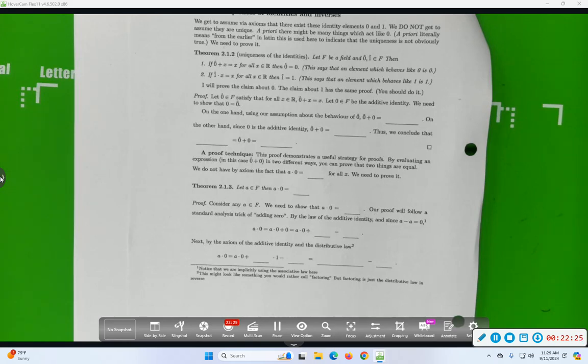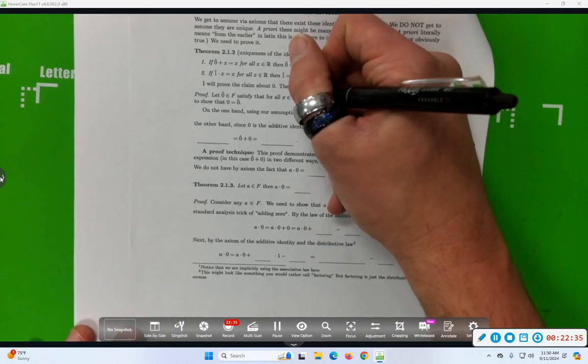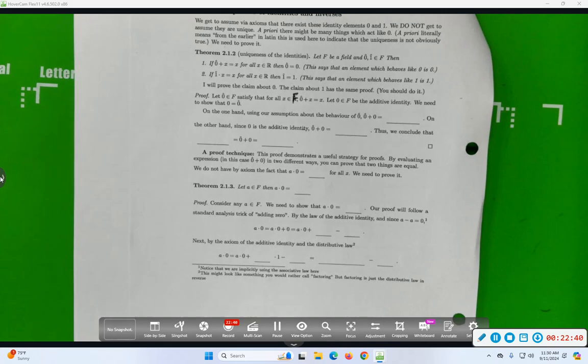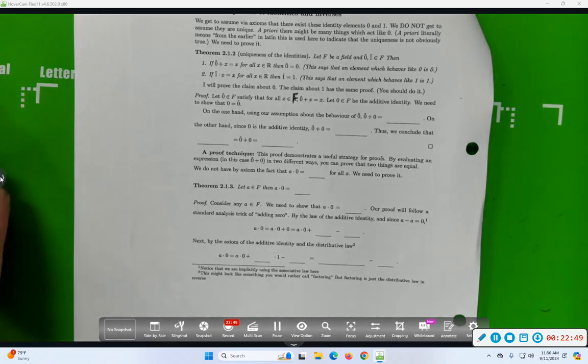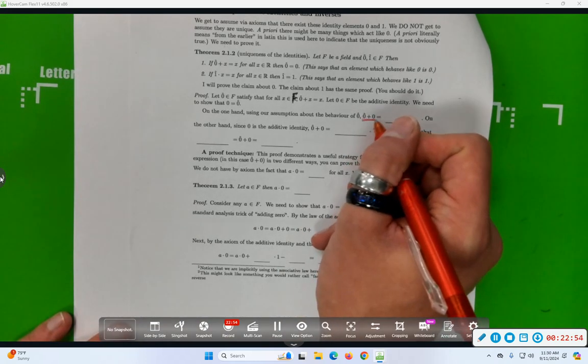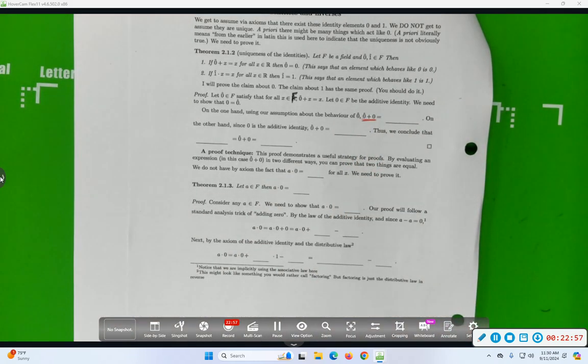So start with the assumptions. Let 0 hat be an element of f. And let it satisfy that for everything in f, 0 hat plus x is equal to x. So just declare the assumptions. I want to show that 0 hat is actually equal to 0. And here's the strategy that's going to be used in this particular one. We're going to expand out 0 plus 0 hat in some different ways just to see what we get.